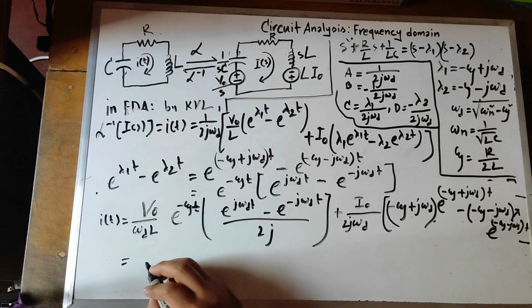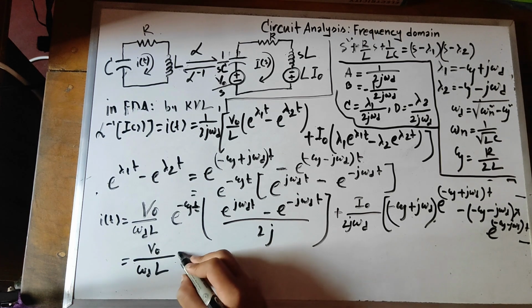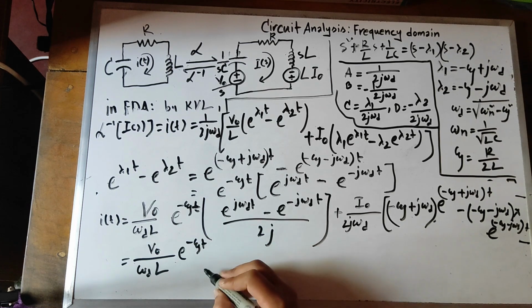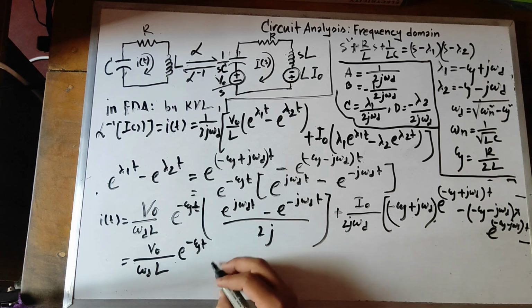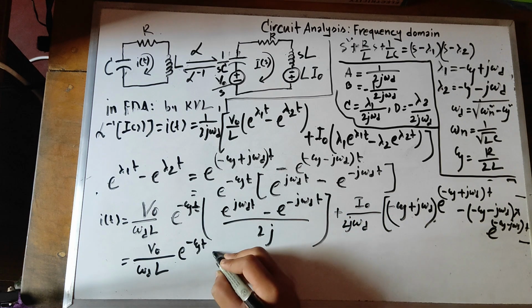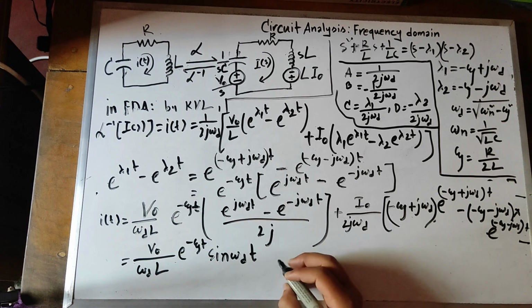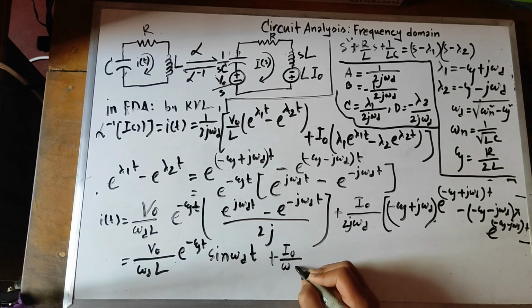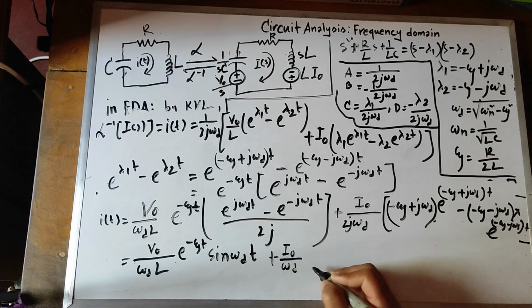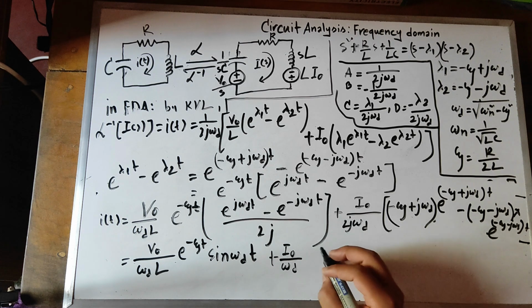So here this is V0 by omega d L, the exponential term. This is the decaying term with the damping factor, and this is sine omega d t, plus i0 by omega d. If we take 2j inside the brackets, it will be like this.